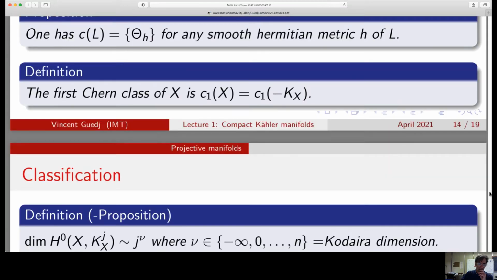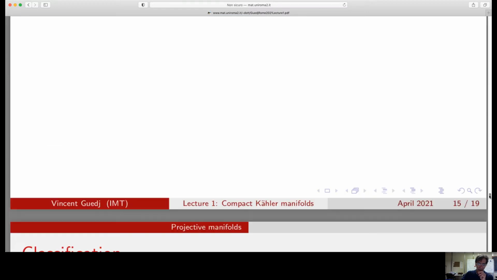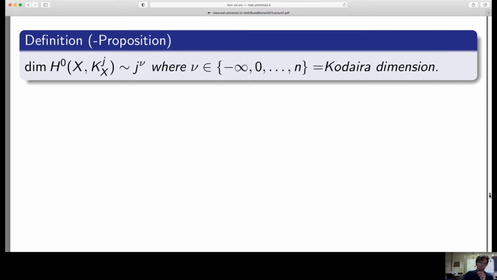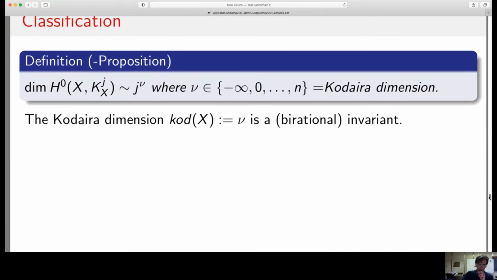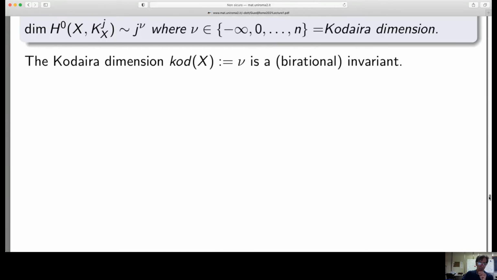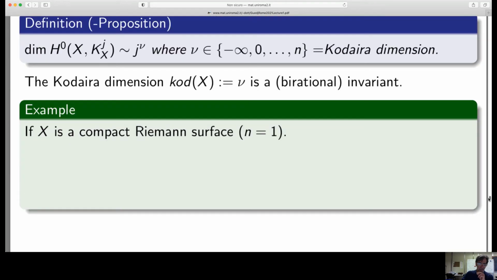This nu is called the Kodaira dimension of the manifold, and if the Kodaira dimension is n, we say that the manifold is of general type. And the Kodaira dimension is a birational invariant, so two birationally equivalent manifolds have the same Kodaira dimension.